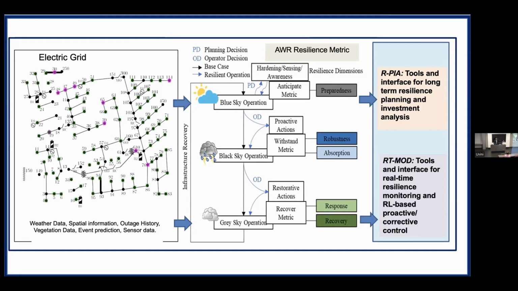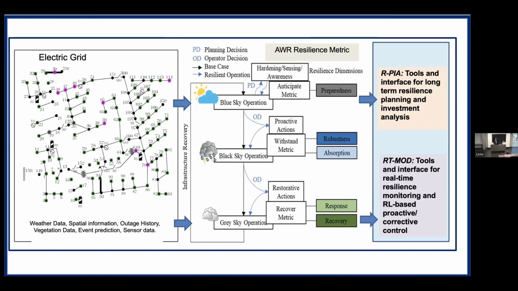And the next, we want to know, is my grid going to withstand it? And if we can withstand that, how much? And that connects to robustness. The next thing is that after the event has passed, how do I recover my load back? So that will tell me the recover metrics.